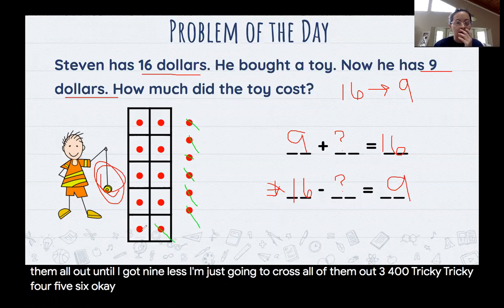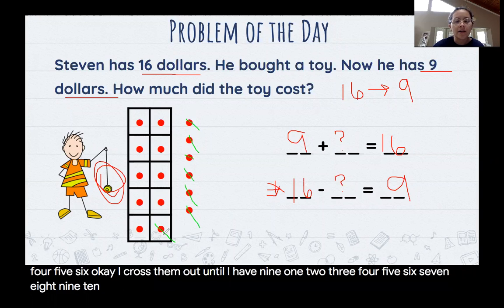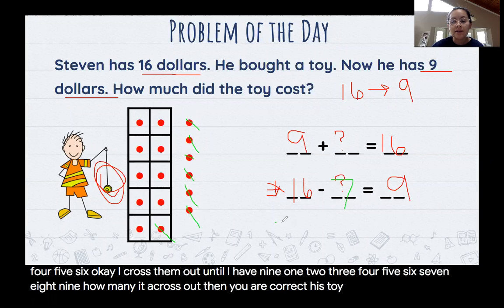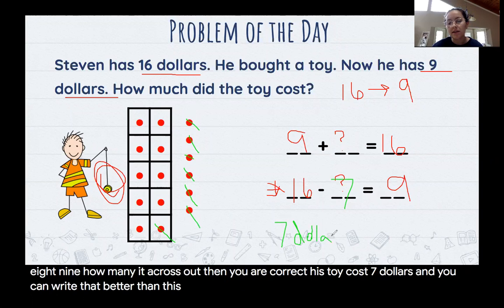Okay, I crossed them out until I have 9. 1, 2, 3, 4, 5, 6, 7, 8, 9. How many did I cross out? 1, 2, 3, 4, 5, 6, 7. You are correct. His toy cost $7. And you can write that better than Miss Hernandez, but you know, we're trying.